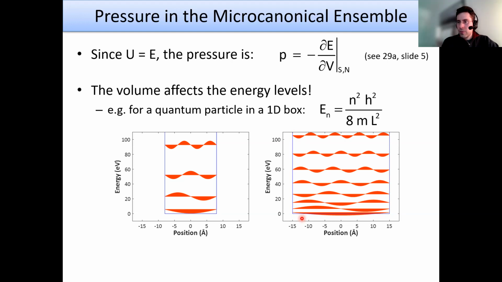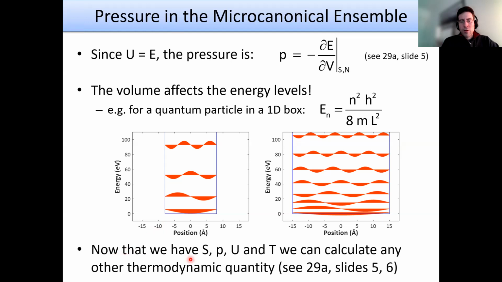Do you guys remember the particle in a box from your quantum mechanics? Yeah? Okay, so this is the relation between energy, quantum number, Planck constant, mass of the particle, and the length. The bottom line here is that when you change the volume, you change the energy levels, and this leads to pressure, a non-zero value for the pressure.